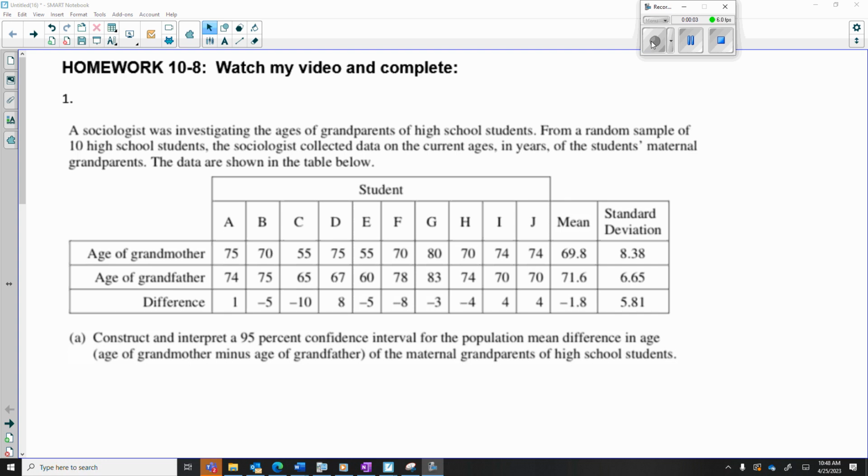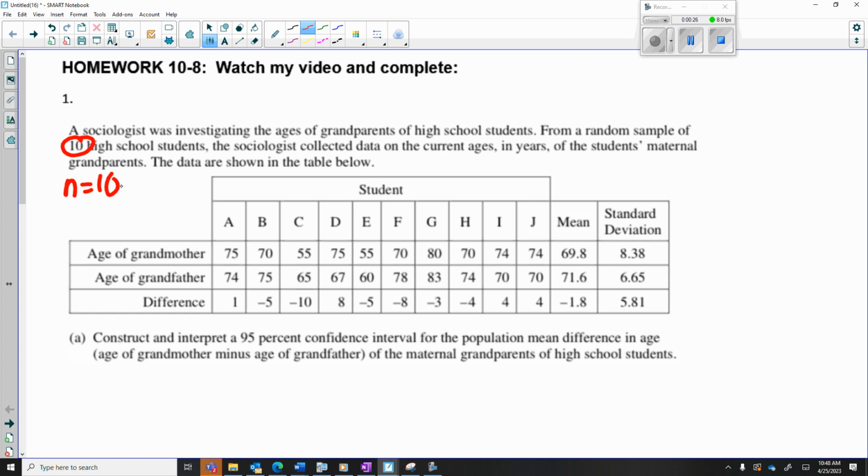Hi guys, this is a video that goes over an AP question related to what we've been doing in class, which is matched pairs T procedures. So this question is talking about an investigation done about the ages of grandparents of high school students. They took a random sample of 10, that's n, high school students.